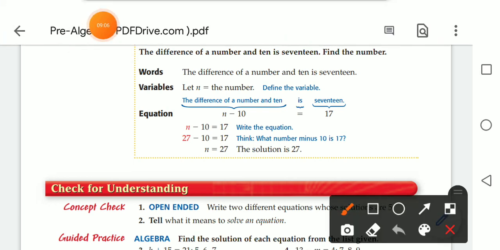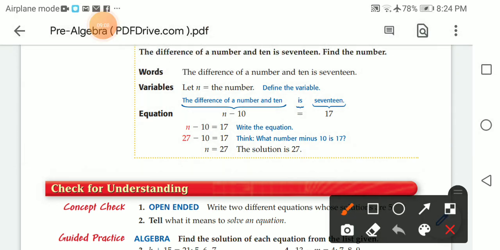This is the example now. I want the marker. I have here the difference of a number and 10 is 17. So let the number be n. Of course, the number here is n. Define the variable. So I have here the difference.